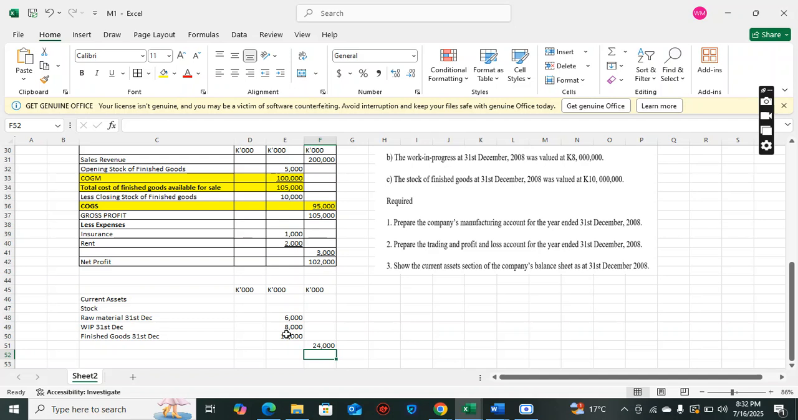This is the total value of your inventory at the end of the year. It comprises the raw materials you've remained with, the work in progress that you've remained with, the partially finished goods, and the finished goods that you've remained with.